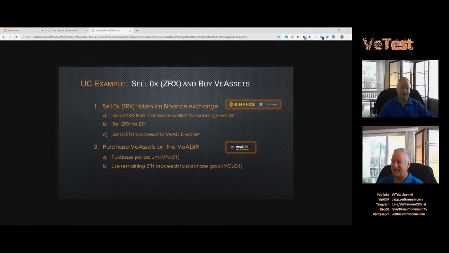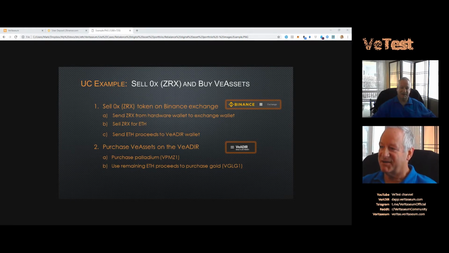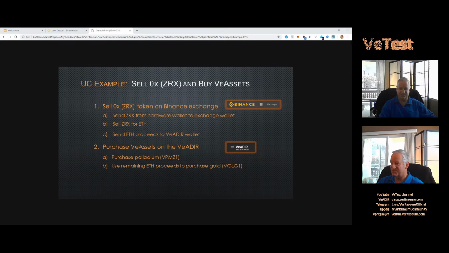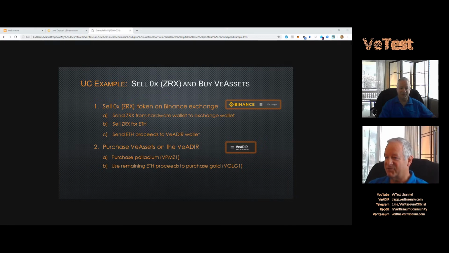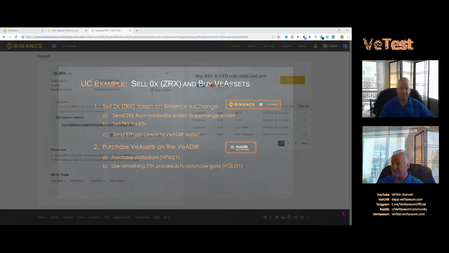In this use case example, we'll be selling the ZRX tokens and buying VeAssets. So the first step will be to sell the ZRX tokens on a Binance exchange. To do that, we're going to send them first from our hardware wallet. I've got a Trezor, so we're going to send them from the Trezor over to the Binance exchange wallet. There we'll sell the tokens for Ethereum, and then we'll send those Ethereum proceeds over to the VeADIR wallet. That'll complete step 1. Then step 2 will be to purchase the assets on the VeADIR.